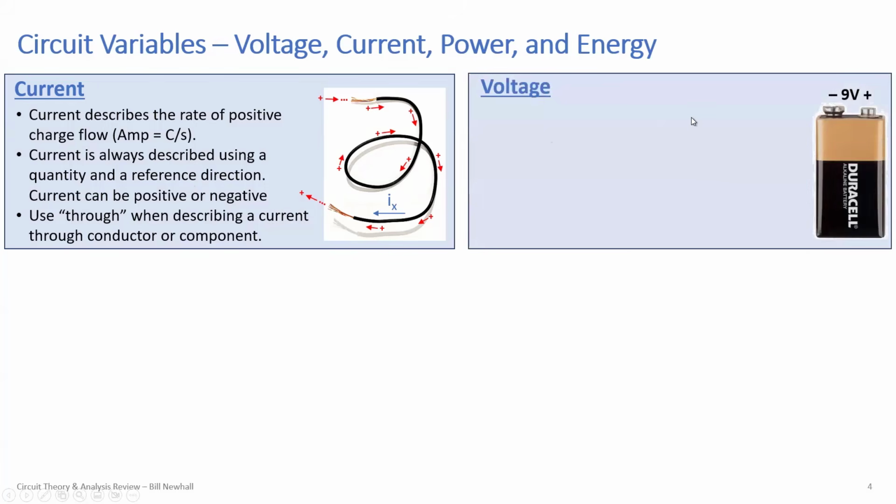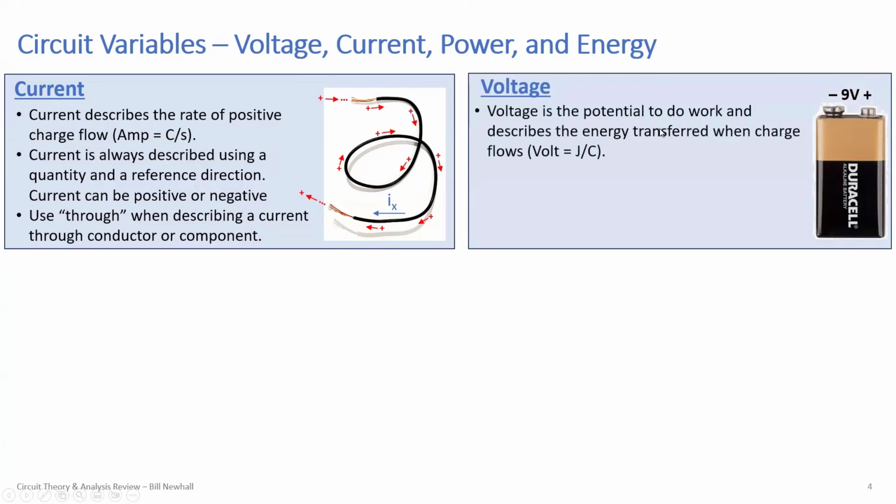So voltage is a measure of energy delivered per unit charge, the formal definition. Voltage is the potential to do work. It describes if you were to flow charge, let's say through this battery somehow, how much energy would be transferred per unit charge, or per coulomb. So a volt is a joule per coulomb. Joule is energy, coulomb is charge. So this is energy per charge, right? It describes how much energy would be transferred if charge flowed.